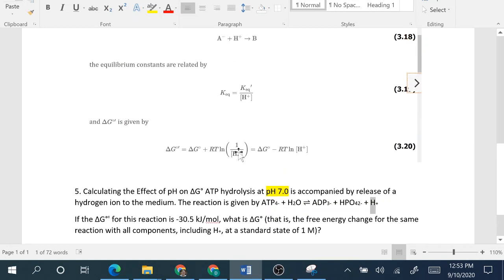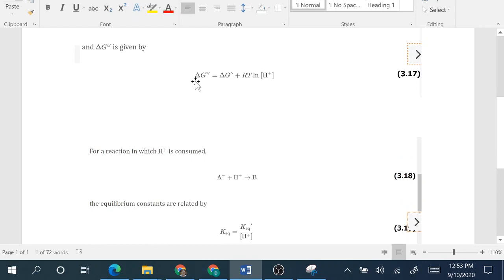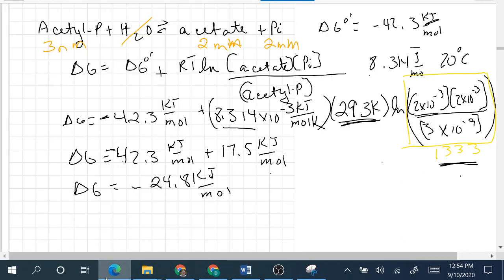We're going to be using this equation: delta G naught prime is equal to delta G naught plus RT ln of H plus. But because we are actually given delta G naught prime, we're going to solve for delta G naught. So we have to rearrange the equation. Let's look at it and rearrange it.